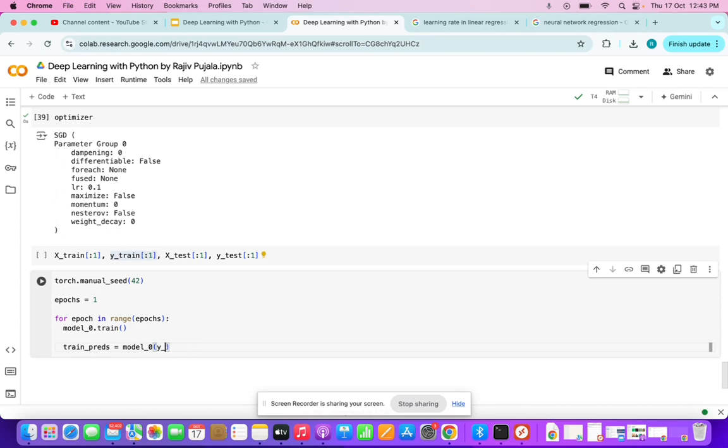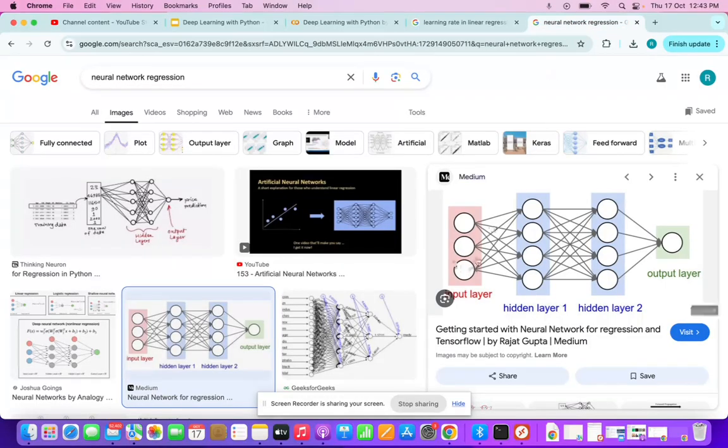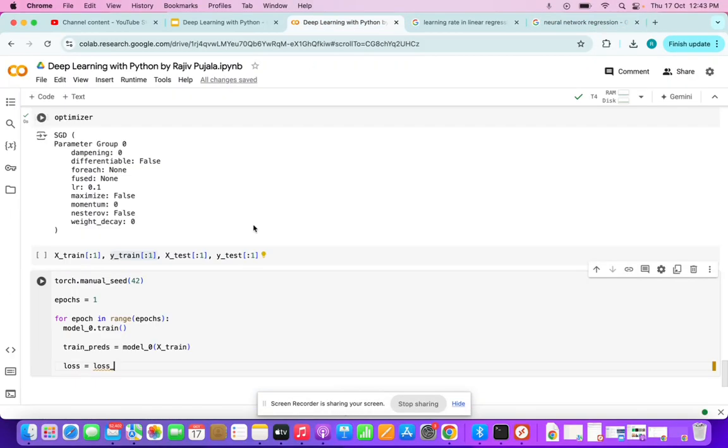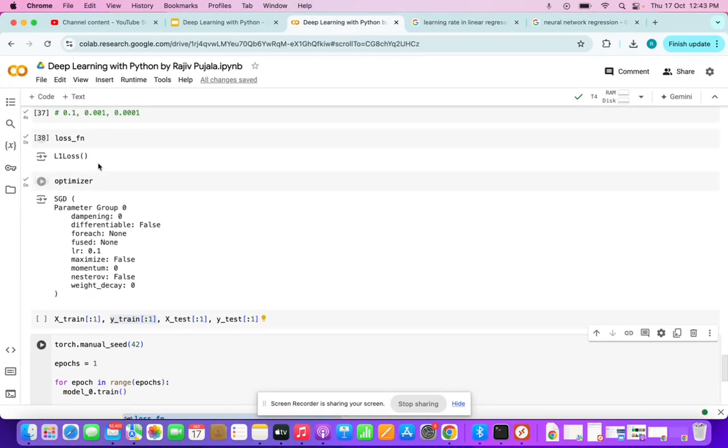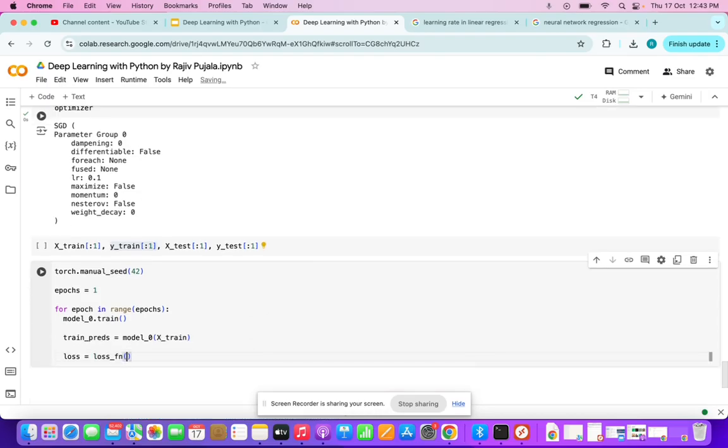No, this is to be x train. So let's predict the values. Basically, we will compare the predictions we have made versus the original values. Now let's calculate the loss, when we are doing the forward pass. The loss function we already wrote, we calculate it with the train predictions versus the original values.